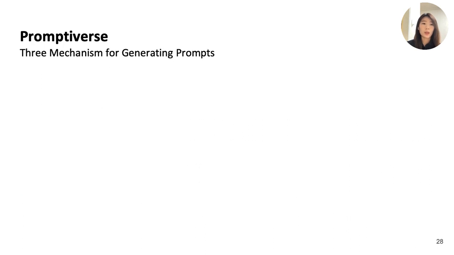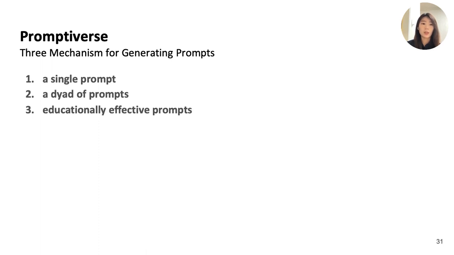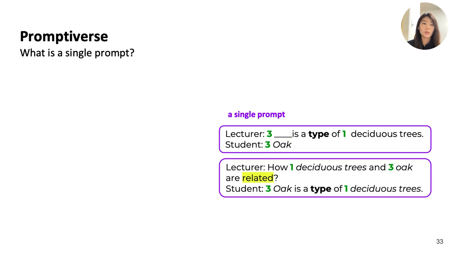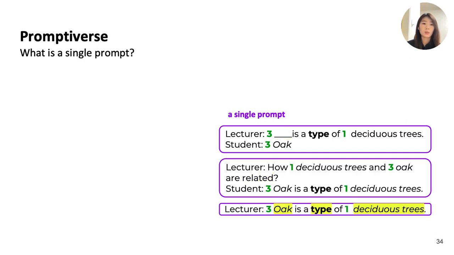Promptiverse uses 3 mechanisms to create diverse, natural, and educationally effective prompts. These mechanisms are for generating a single prompt, a dyad of prompts, and educationally effective prompts. A single prompt is a prompt that asks about one knowledge element, like the entity oak or the relation between oak and deciduous trees, and provides hints about entities and relationships.